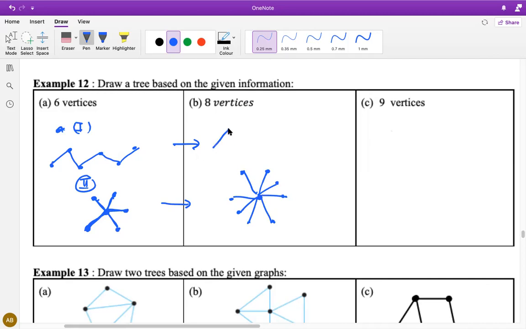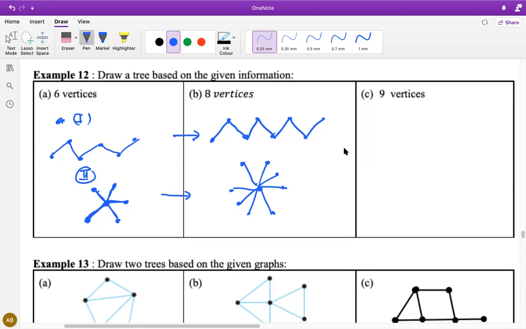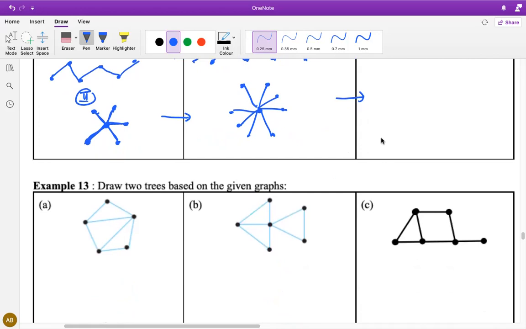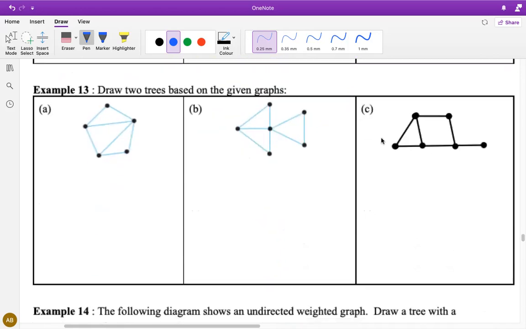So this one is 1, 2, 3, 4, 5, 6, 7. So you can see 1, 2, 3, 4, 5, 6, 7, 8 vertices. So you just count how many, 7 edges. So you draw, then you get the answer. So this one, you can try by yourself. To be safe, you just draw 9 edges, then you will get a correct answer. Okay. Now we go to example 13.